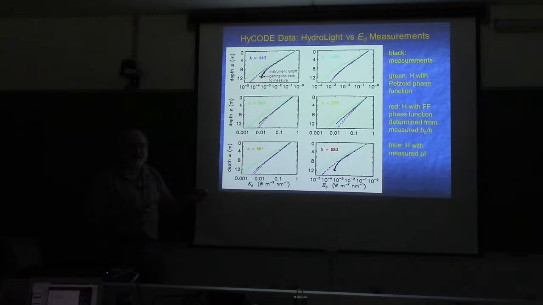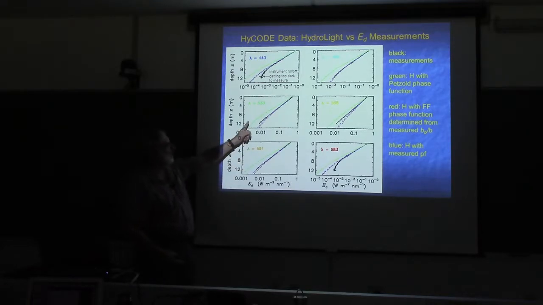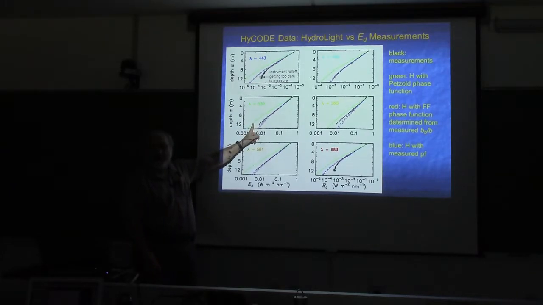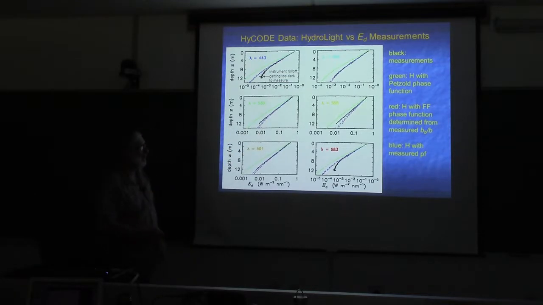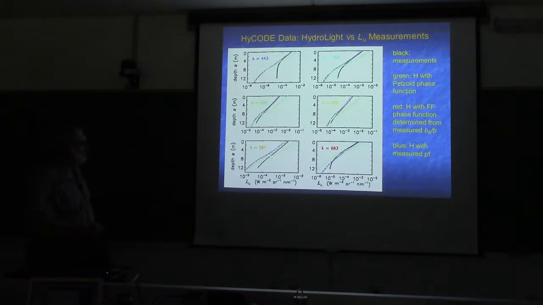Now, does that make sense? Yeah, Petzold has too much backscatter, or backscatter fraction, relative to the others. So the light's propagating down, and Petzold is backscattering a lot of that back upward. So the light's being backscattered upward, so it doesn't make it down to here, so that's why ED is too small. Now, we go to LU.